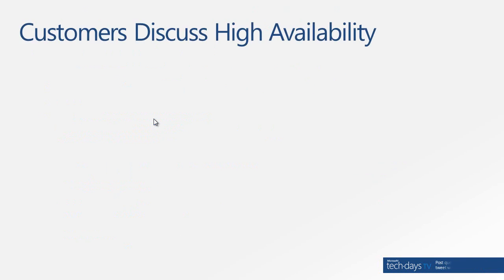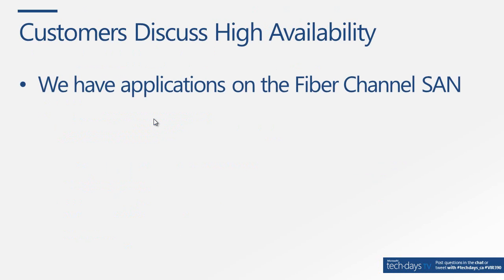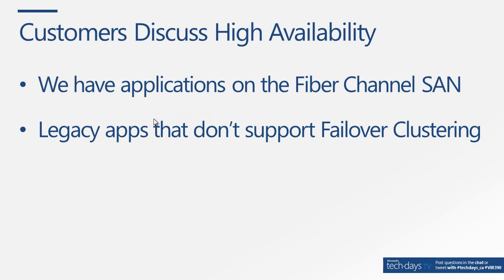So let's spend a little more time talking about high availability. With regards to high availability, what customers are basically saying is, we have applications on a Fibre Channel SAN, and we want to make sure that we can still continue to support those and use Fibre Channel. We have legacy apps that we want to run, but they don't support failover clustering, so how can we do that? Virtualization is great for enabling that, because you can put those on a VM and then have those legacy applications easily moved on a failover cluster that way.